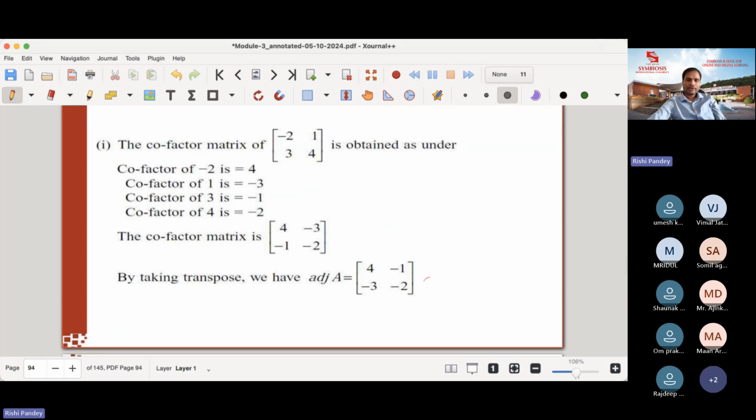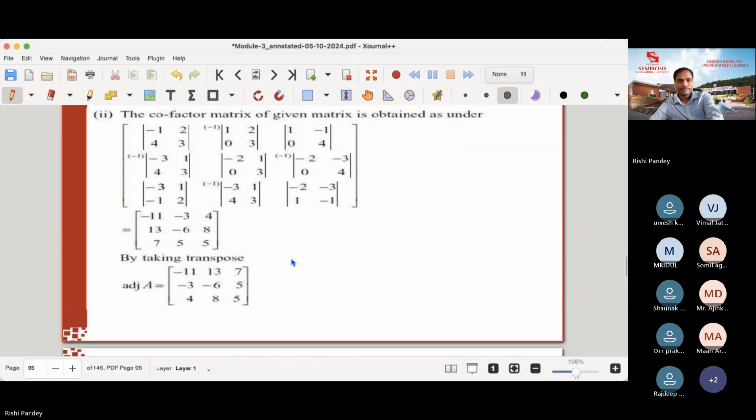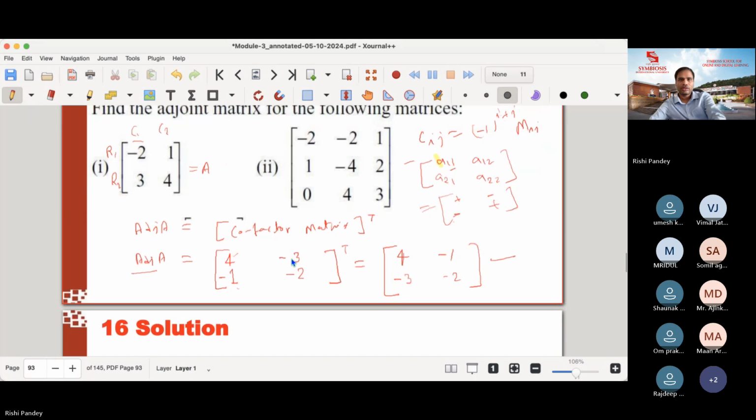Next, second one. The cofactors for the 3 into 3: in the 3 into 3, this concept becomes more complicated. So you should write down this formula. I'm going to delete this and I will show you how to solve 3 into 3.